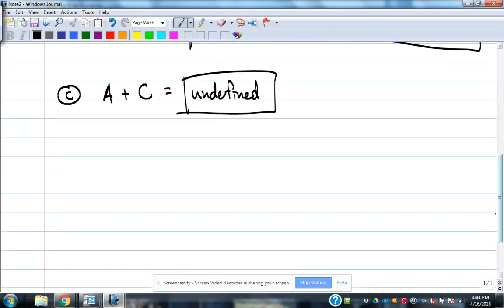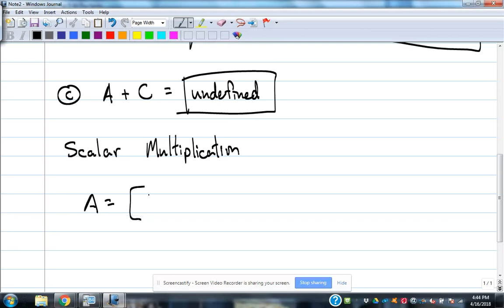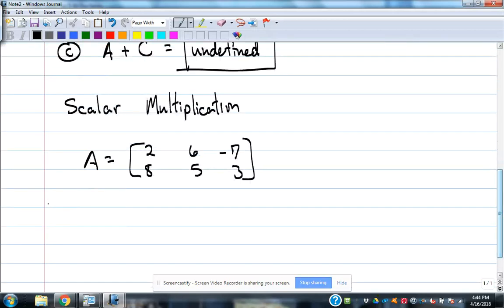All right. So there's addition and subtraction. Easy thing. Super easy. The next thing is scalar multiplication. Scalar multiplication. Let's use a matrix A. Let's call it 2, 6, negative 7, 8, 5, 3. Scalar multiplication is taking negative 3 times matrix A.